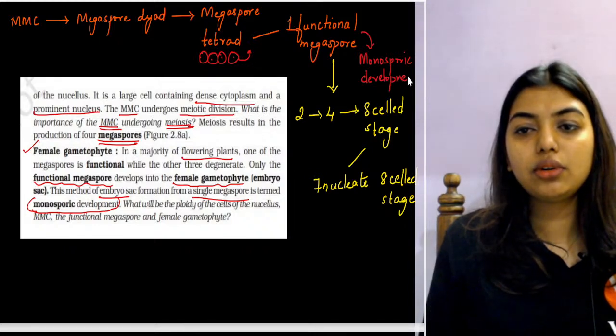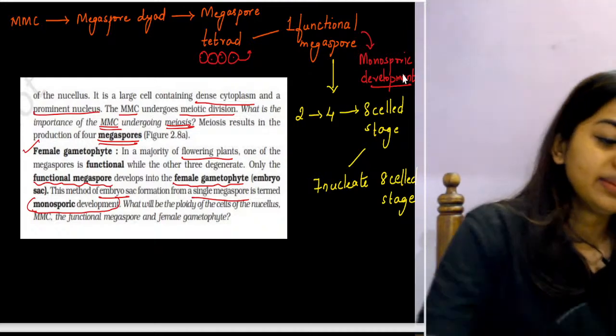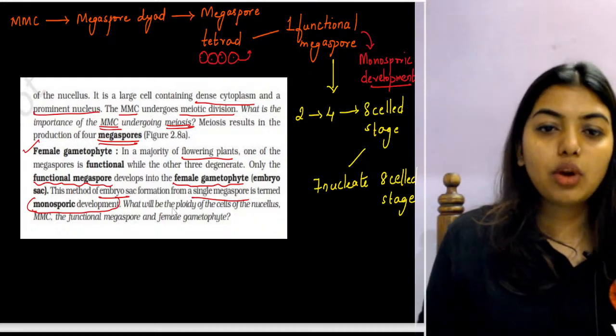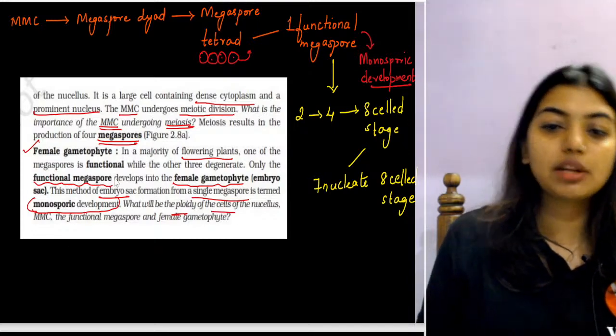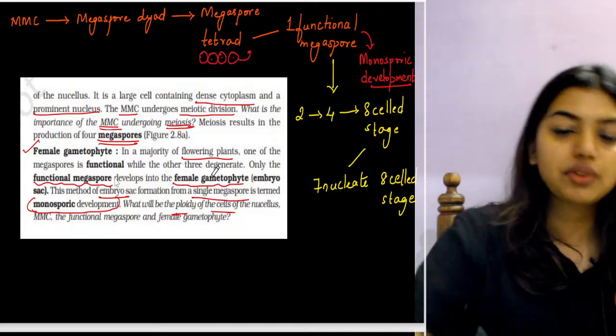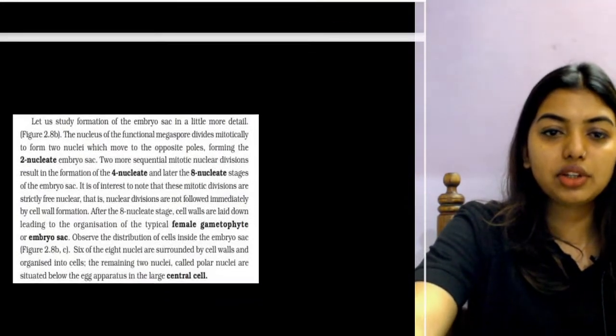Agree all of you? Right? All of you agree? Monosporic development. Okay, now what will be the ploidy of the cells of the nucellus, the MMC, the functional megaspore, and the female gametophyte, which we will see in the further part of the chapter.